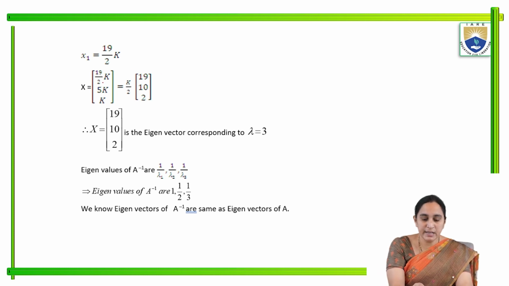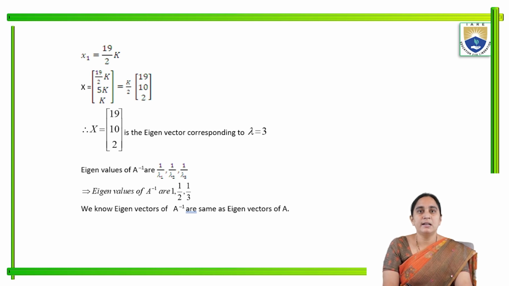From that, I'll take the fractional value outside. From that, 19, 10 and 2. Therefore, if lambda is equal to 3, what about the corresponding eigenvector? 19, 10, 2. Okay. Therefore, for the 3 eigenvalues, we get directly 3 corresponding eigenvectors. Okay, this is the concept.